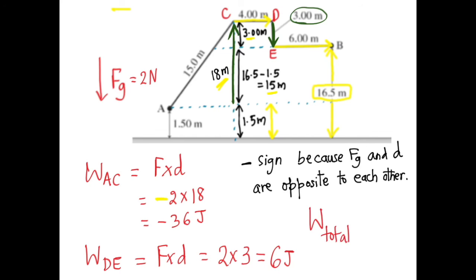To find the total work done in moving the pebble from A to B, we have to add up all the work done which we have calculated till now. We already said that from C to D and E to B it will be 0, so we are left with only A to C and D to E. We just add them up with the signs and we find that it is negative 30 joules.